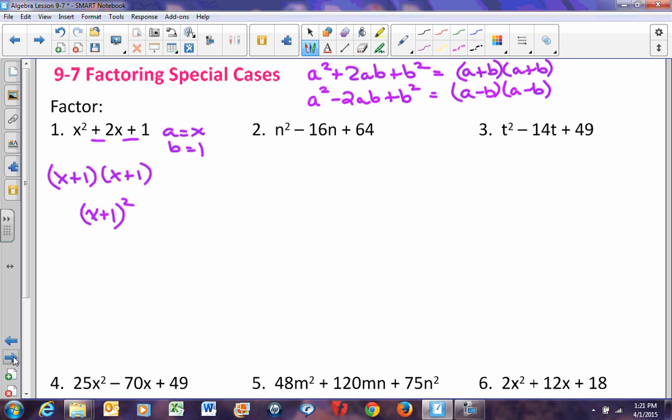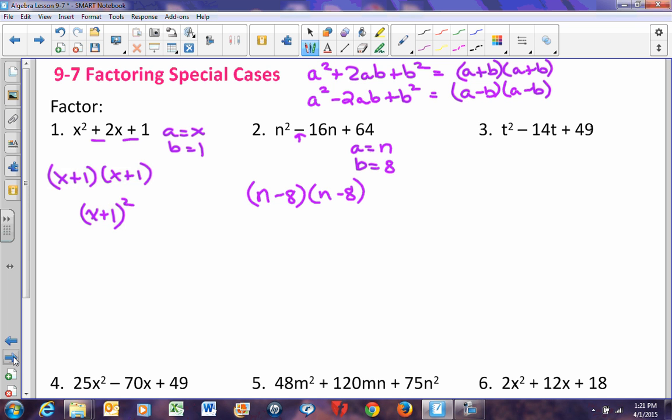Let's look at number 2. Is my first term a perfect square? Yes. Is my last term a perfect square? Yes. 8 times n is 8n times 2 is 16. Yes, it is. It's a perfect square trinomial. It fits into the second formula because it has the minus sign here. My a term is n. My b term is 8. Because the square root of n squared is n. The square root of 64 is 8. So I'm going to have n minus 8 times n minus 8.